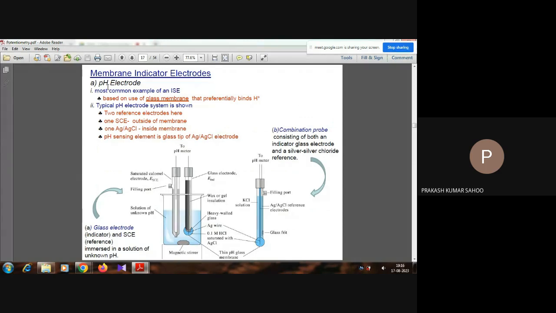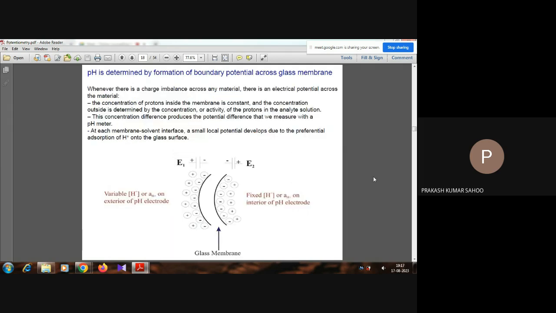This is the membrane electrode, that is the pH electrode. This depends on the pH meter. Two reference electrodes are here: one is the standard calomel electrode or the silver chloride electrode, and pH sensing. The pH meter is introduced here, and this is one of your indicator electrodes. Then this is the pH determined by formation of boundary potential across the glass membrane.